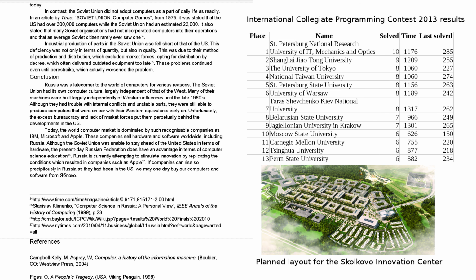Today, the world computer market is dominated by such recognizable companies as IBM, Microsoft, and Apple. These companies sell hardware and software worldwide, including Russia. Although the Soviet Union was unable to stay ahead of the United States in terms of hardware, the present-day Russian Federation does have an advantage in terms of computer science education. Russia is currently attempting to stimulate innovation by replicating the conditions which resulted in companies such as Apple. If companies can rise so precipitously in Russia as they had been in the US, we may one day buy our computers and software from Yabloko.